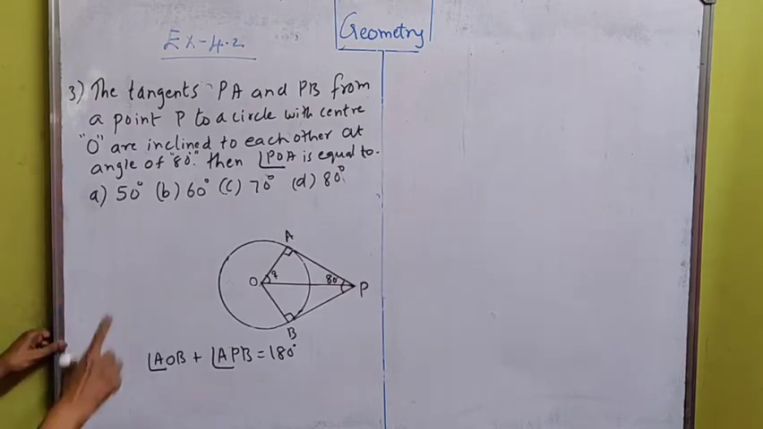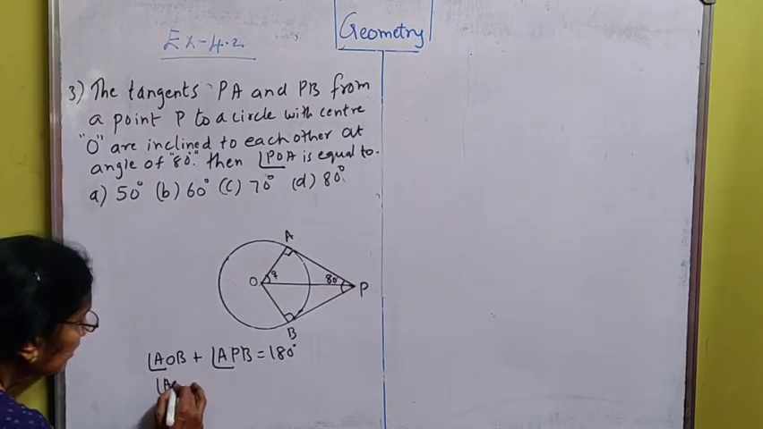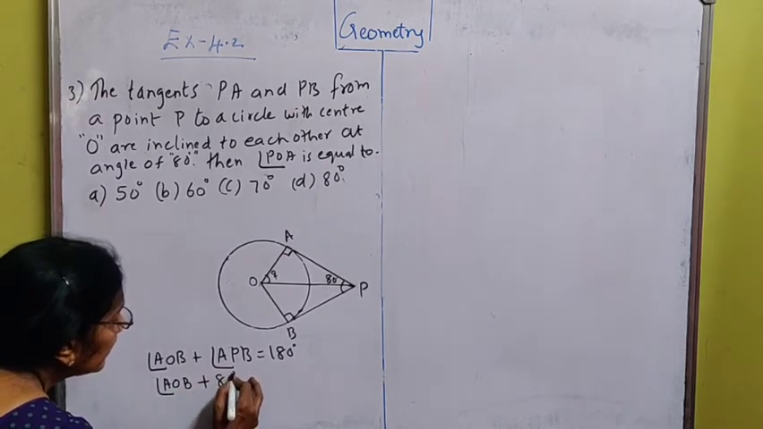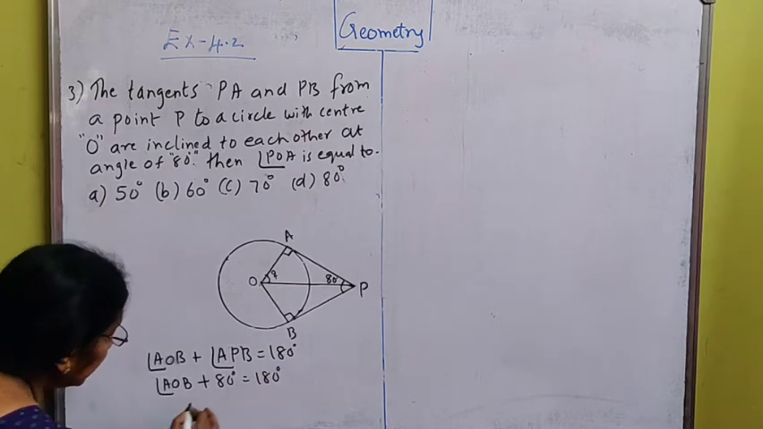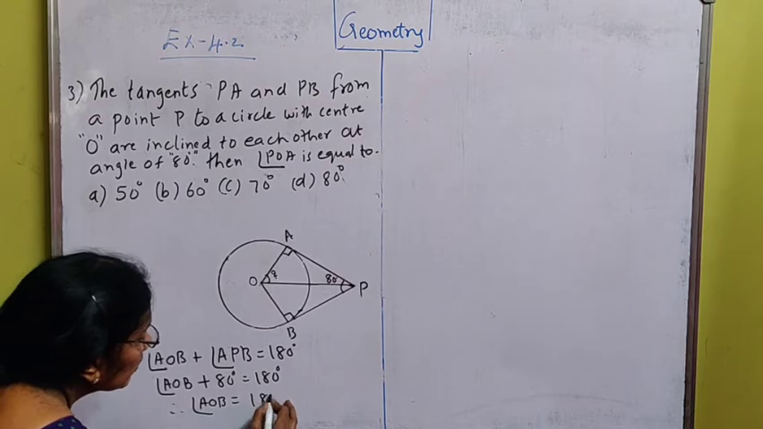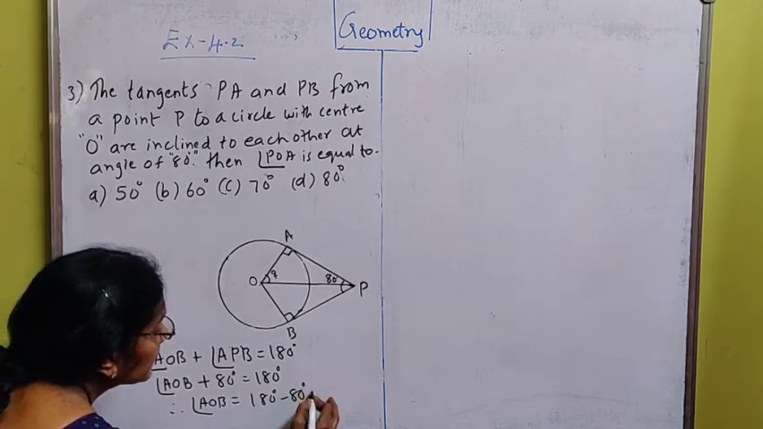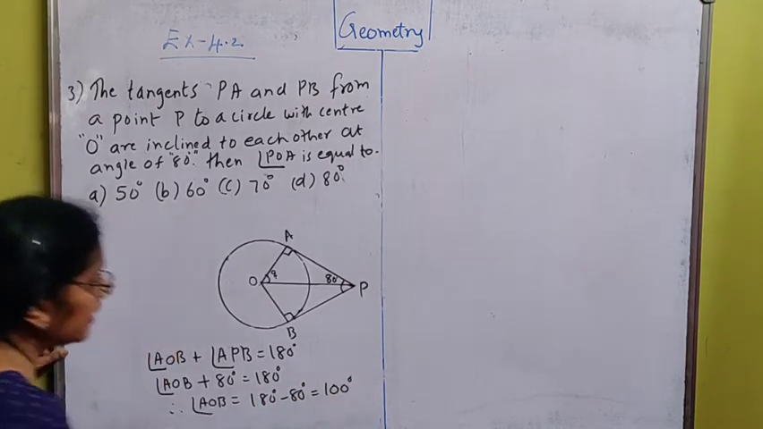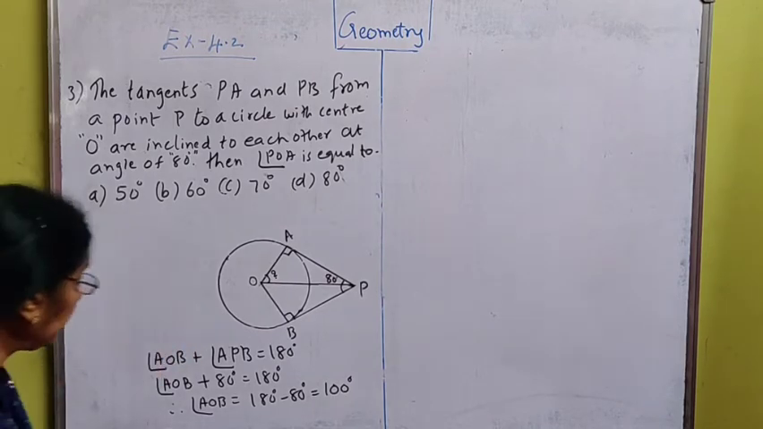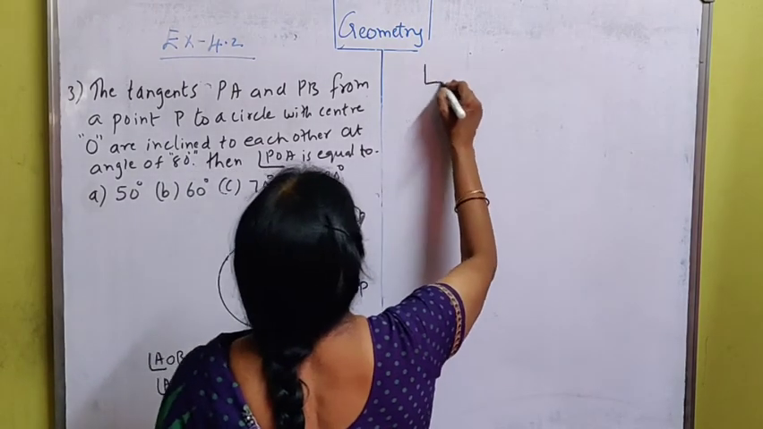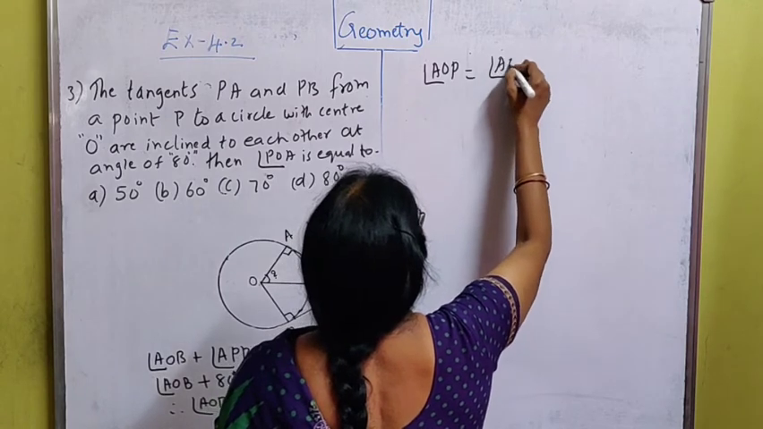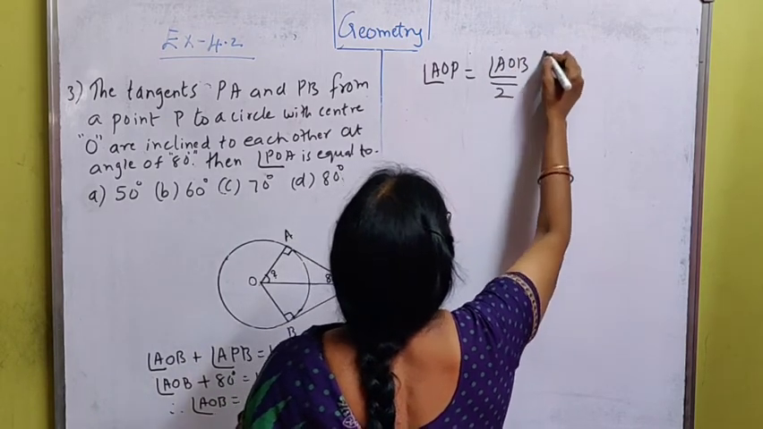What is angle APB given? So angle AOB plus 80 degrees is equal to 180 degrees. Therefore angle AOB is equal to 180 minus 80 is equal to 100 degrees. You don't want angle AOB, you want angle AOP. So angle AOP is equal to half of angle AOB.